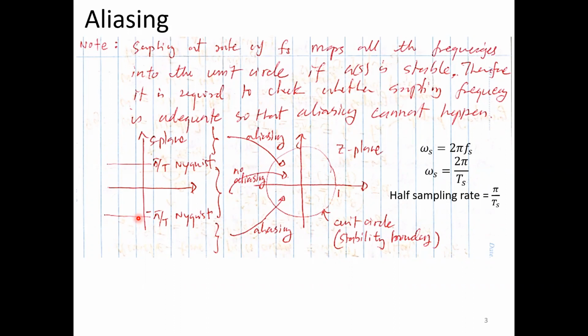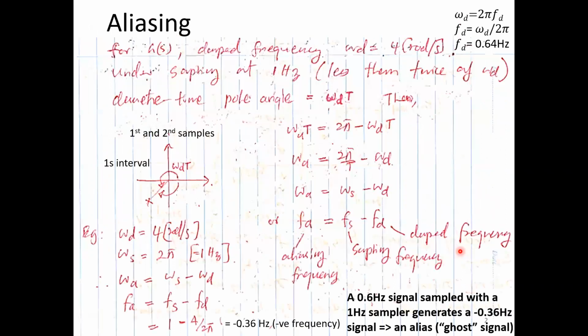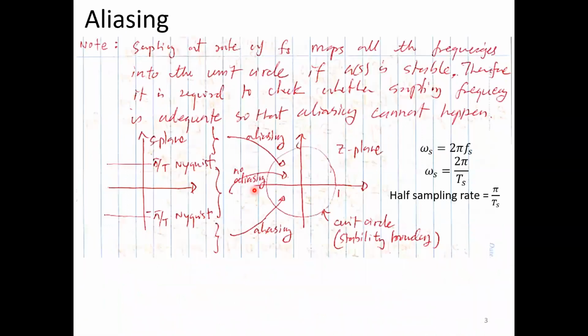If you look at this equation, you can figure out that the higher frequencies that are not properly sampled will generate a ghost signal, which is low frequency and negative. So therefore, other frequencies higher than pi over T will also be mapped onto the unit circle because they're low frequency.